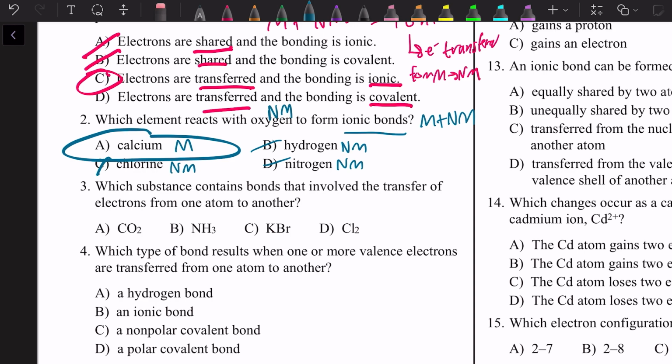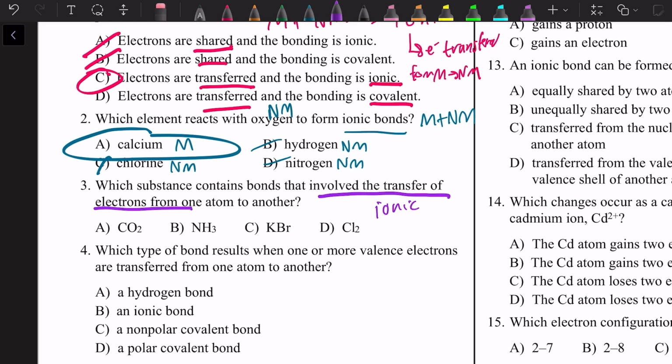Number three, which substance contains bonds that involve the transfer of electrons from one to the other? Transfer of electrons is ionic, and ionic again is a metal plus a nonmetal. So we have to look for an answer choice that has a metal and a nonmetal. Two chlorines, you have two nonmetals. K, potassium is a metal, Br is a nonmetal. That should be your answer, let's just double check. N, nitrogen is a nonmetal, hydrogen is a nonmetal, and both carbon and oxygen are nonmetals. So our answer is C, potassium bromide, or KBr.